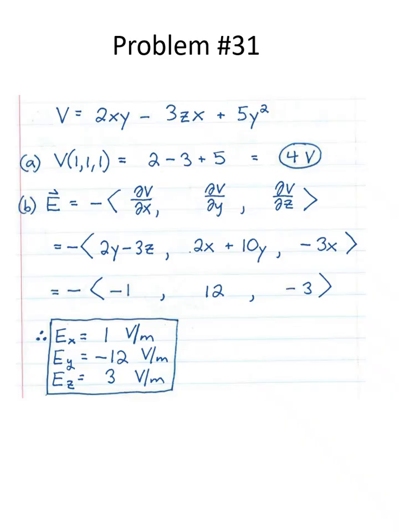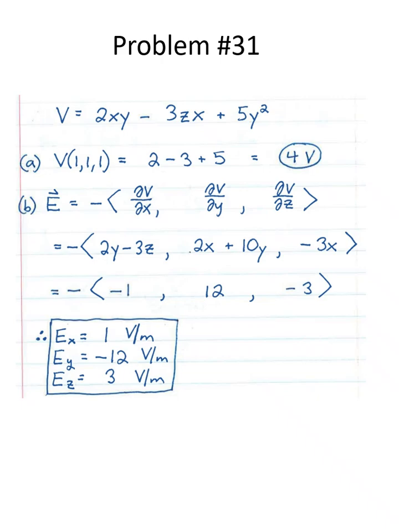Number 31 says the electric potential in a region is, you can see that at the top, with V in volts and coordinates in meters. Find the potential and the components of the electric field at a point x equals 1 meter, y equals 1 meter, z equals 1 meter.